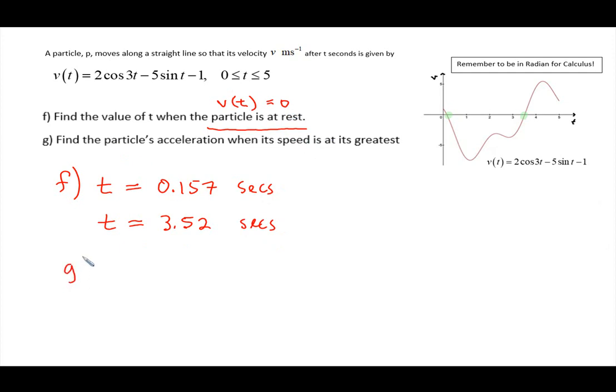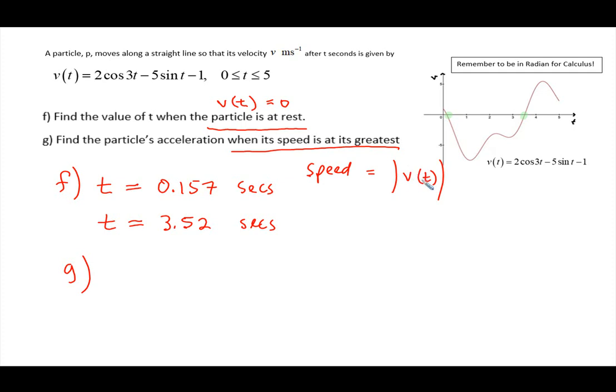And then in part G here, find the particle's acceleration when its speed is at its greatest. There are two things we need to think about. First, we need to find when the speed is at its greatest. You need to remember that speed is equal to the absolute value of velocity.